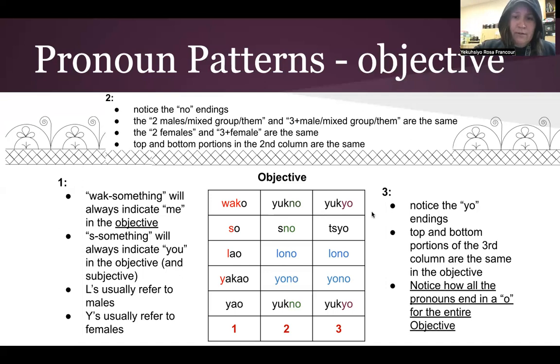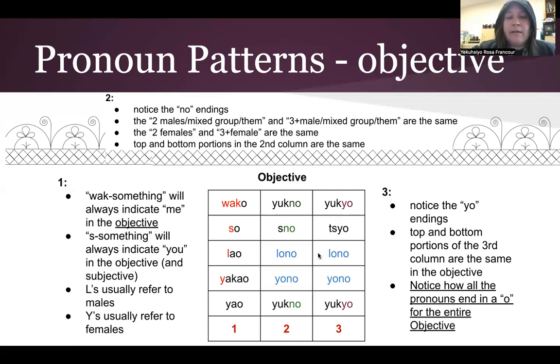Yungno, yungno. Third column, again, common ending from the subjective follows to the objective in yungyo, jo, and yungyo. So that ending yo still present. Top and bottom are the same. Yungyo and yungyo. All of us, me and 2 or more others. Okay.